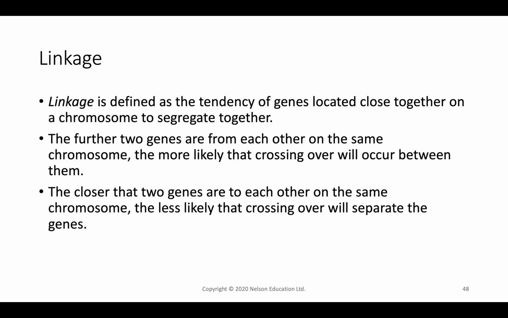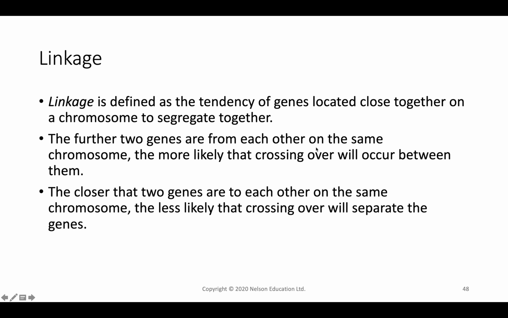Now, we were just talking about how things independently assort, but not all genes independently assort. Some genes are found on the same chromosome, and if you're found on the same chromosome, you tend to segregate together, particularly if you're found very closely linked on the same chromosome. Now, the further apart the genes are on the chromosome, the less likely they are to be linked, because there's a higher likelihood that crossing over or recombination will occur between them.